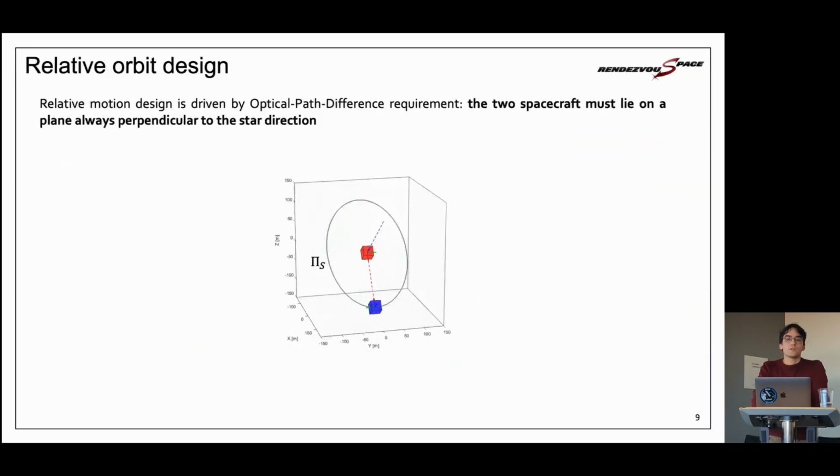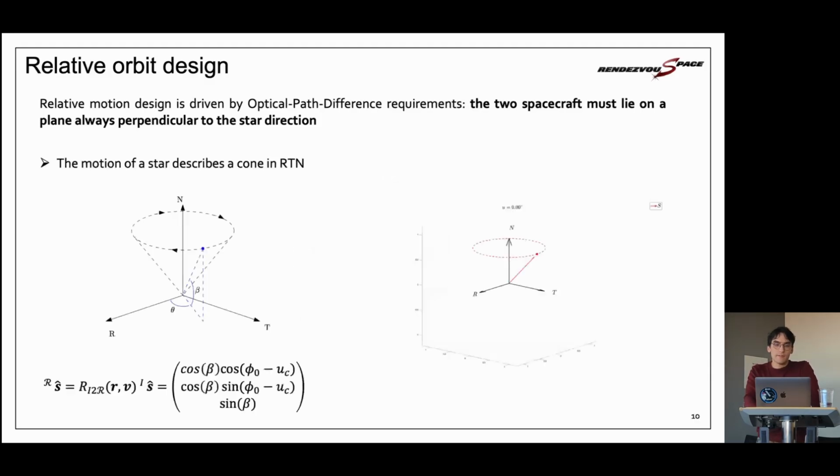Okay, so the main goal is to achieve something like this, right? We want the 2 spacecraft to operate in a plane that is perpendicular to the star direction. The starlight is acquired by one of the spacecraft and is reflected to the other. How can we do this? Let's have a look at an intuitive understanding of this.